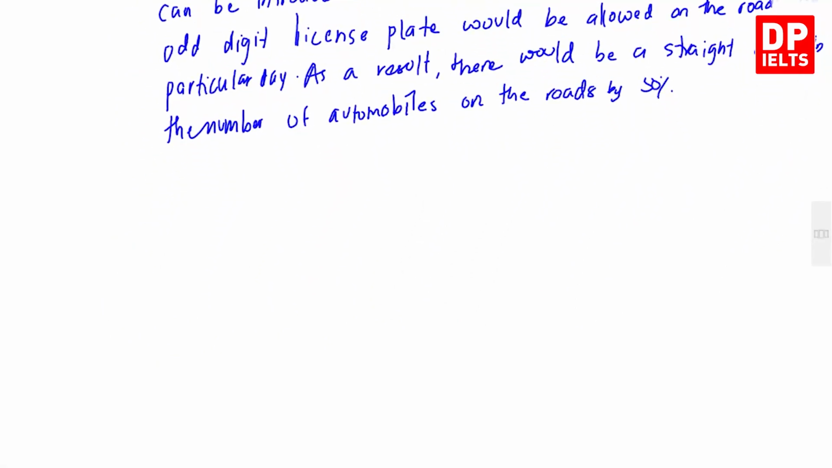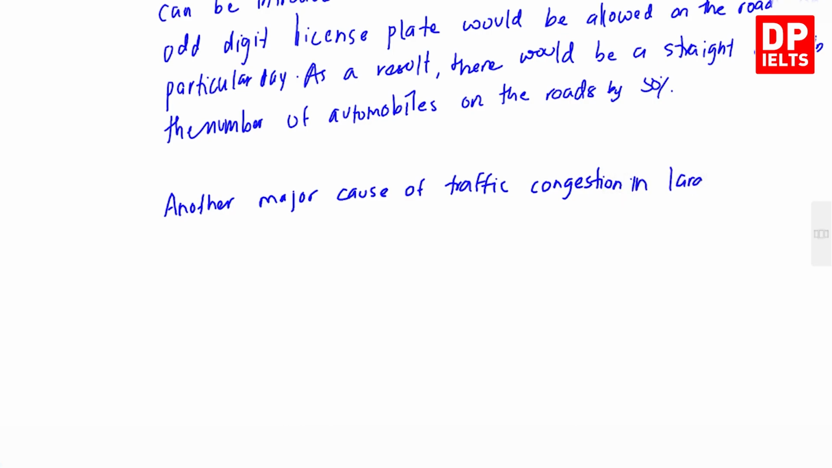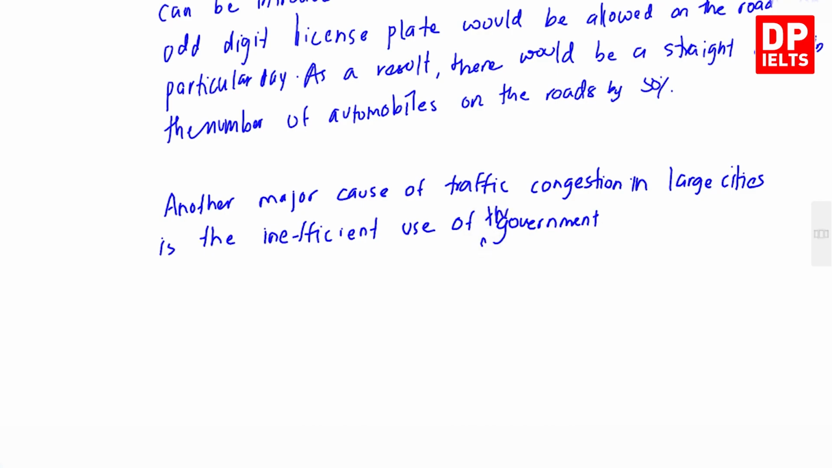Next one. Another major cause of traffic congestion in large cities is the inefficient use of the government transportation system.